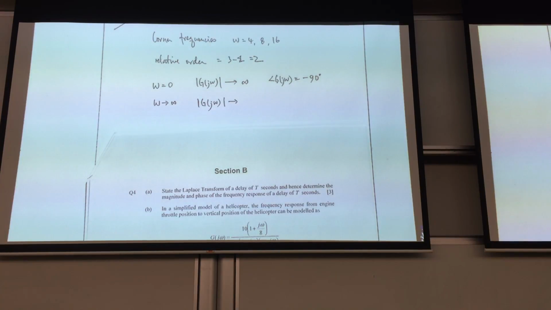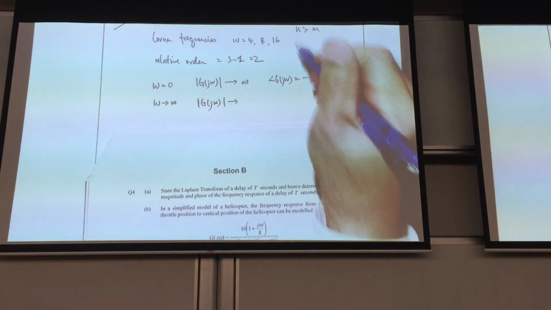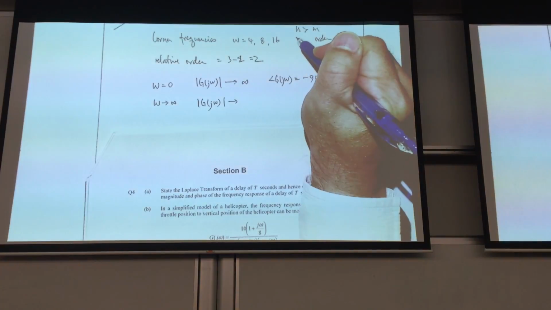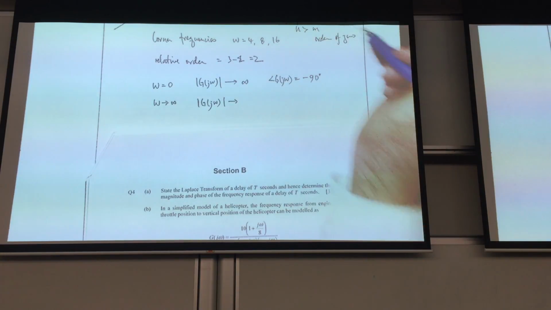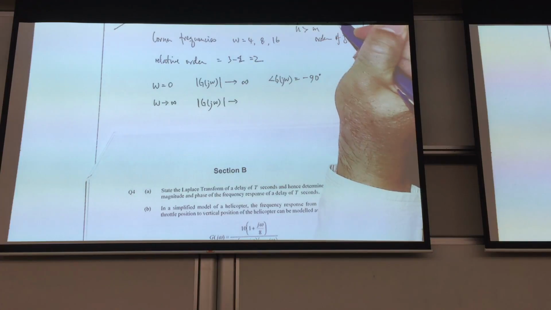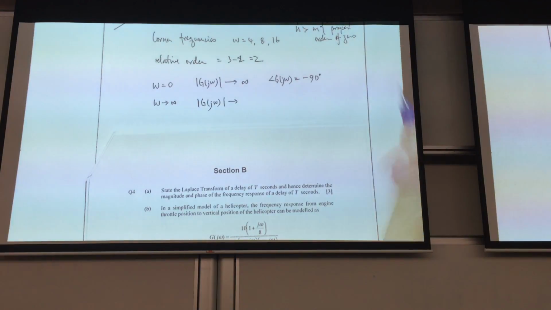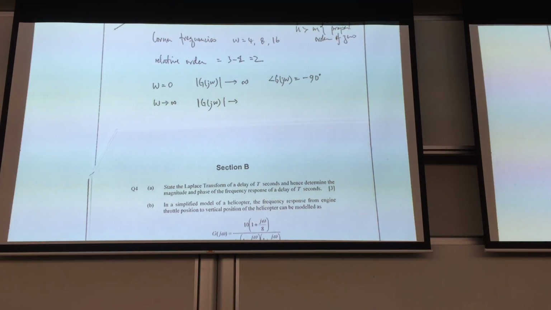When you have a strictly proper system, you have more poles than zeros. Strictly proper is n greater than m, where m is the order of the zeros and n is the order of the poles. I thought for EEE guys, this is a standard thing you all learn. When you have a strictly proper system, you have what we call high frequency roll off. High frequency roll off means at high frequency, your magnitude becomes very small.